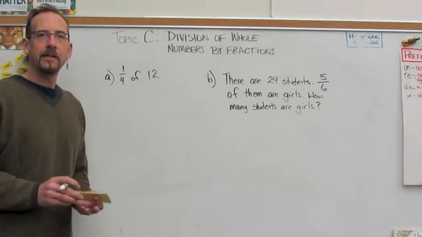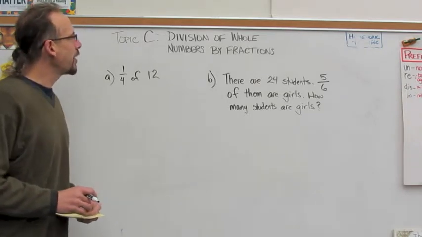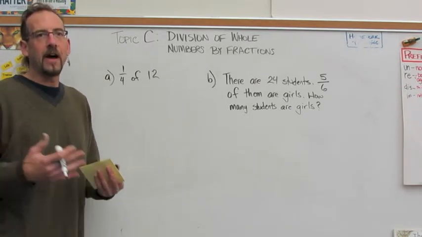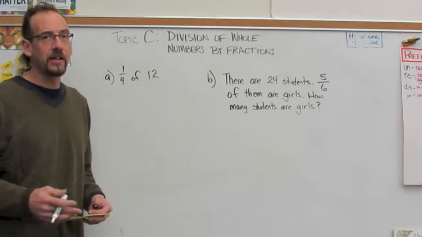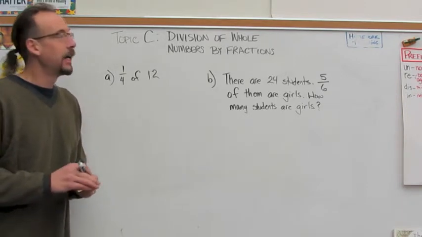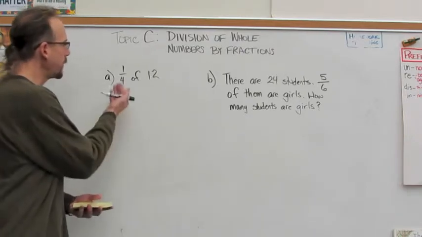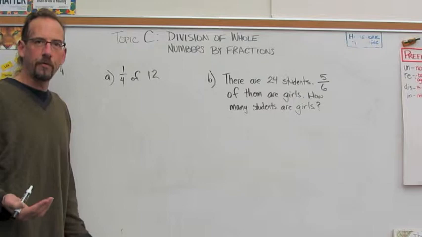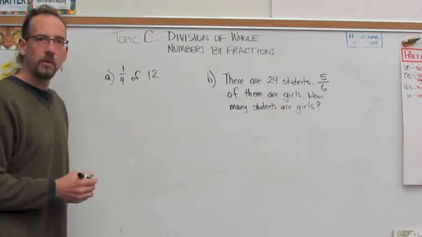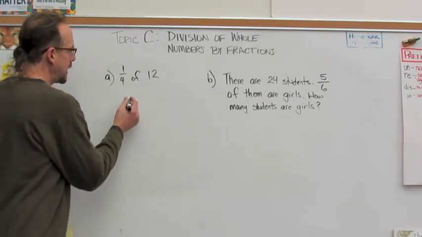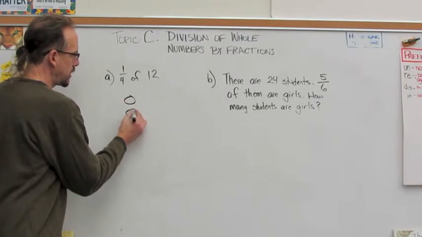Okay, now in topic C, we're going to start taking whole numbers and dividing them by fractions, which in effect looks a lot like multiplication. But we're going to be splitting up whole numbers into fractional amounts. So we're going to be taking a problem such as this, of 1/4 of 12, and we're going to be using what's called a set model. And we're going to help kids to draw a set.